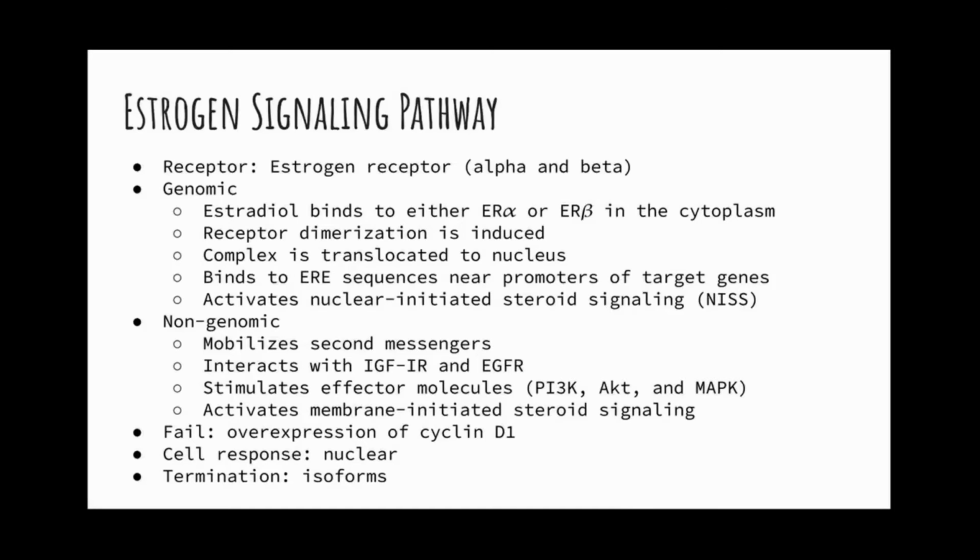The non-genomic pathway uses second messengers, which interact with IGF-R and EGFR, which will stimulate the effector molecules PI3K, AKT, and MAPK, and that activates the membrane-initiated steroid signaling. It fails when there is an overexpression of the protein cyclin D1. The cell response is nuclear, and termination is, to the best of my knowledge, through isoforms, although not much information could be found on that.